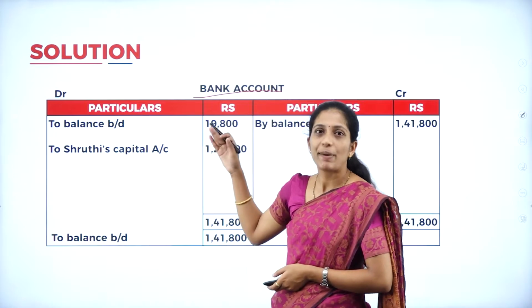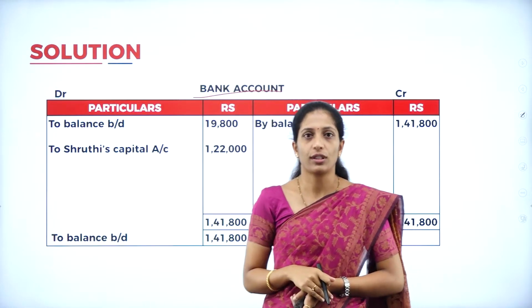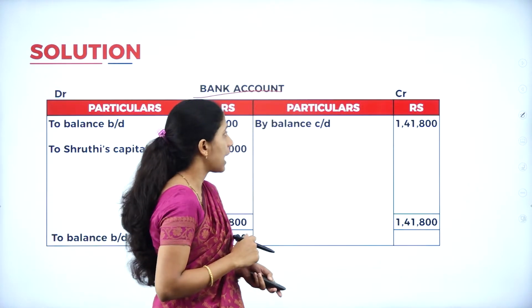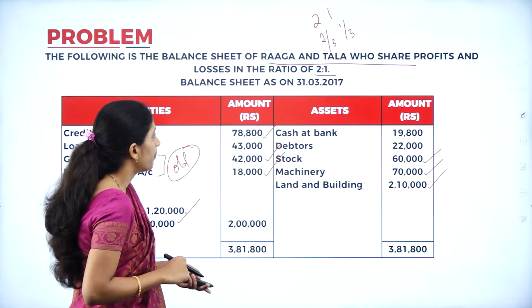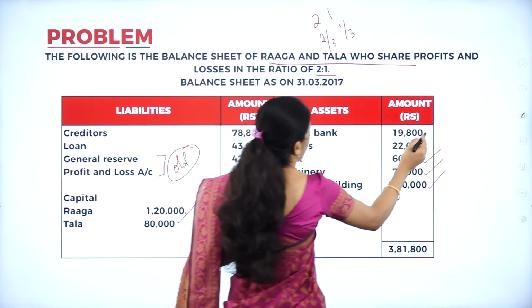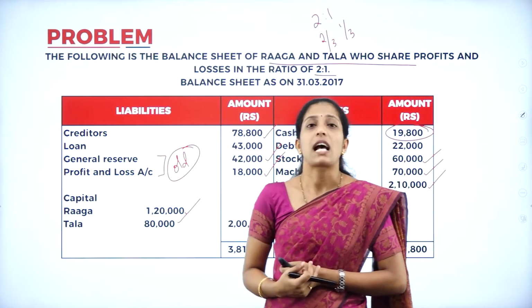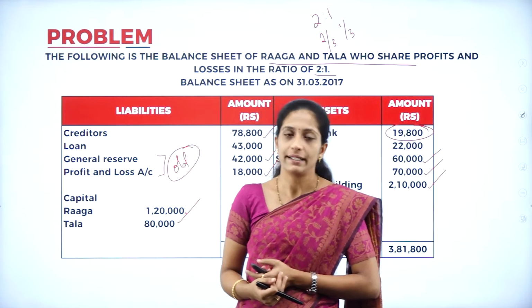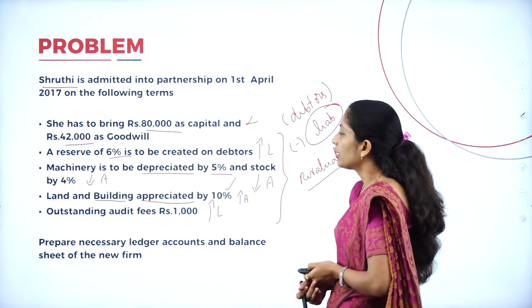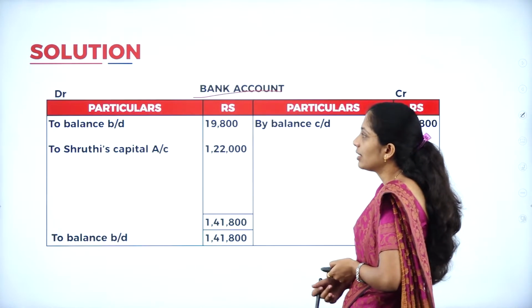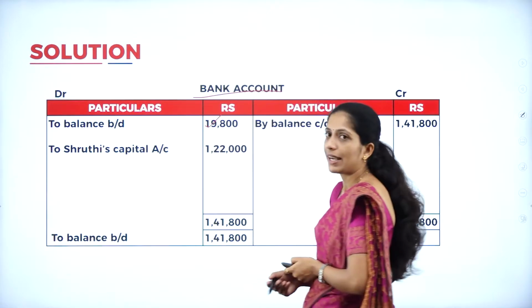Now, first bring the balance of the bank account. So, if you go through the balance sheet, that is in the asset side, you will have cash at bank. How much? 19,800. So take that balance. Take that balance as to balance brought down in the debit side of the bank account. Now go through the bank account. So to balance brought down 19,800.